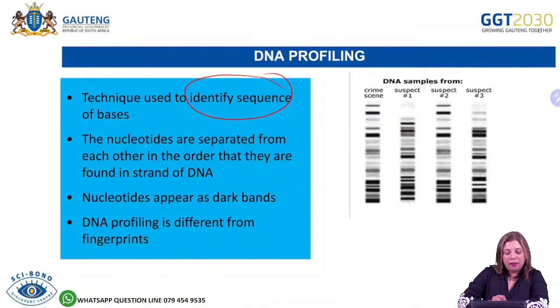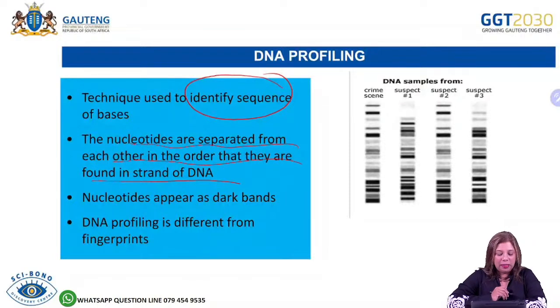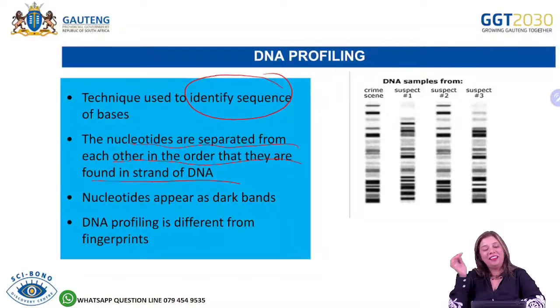So this entails the nucleotides being separated from each other in the order that they are found in a strand of DNA. Nucleotides appear as dark bands, and DNA profiling is different from fingerprinting. We should not even be talking about fingerprinting, because there is nothing in the exam guideline that says anything about fingerprinting. Everyone has an individual fingerprint, yes, but it's not for the purposes of the matric exam.